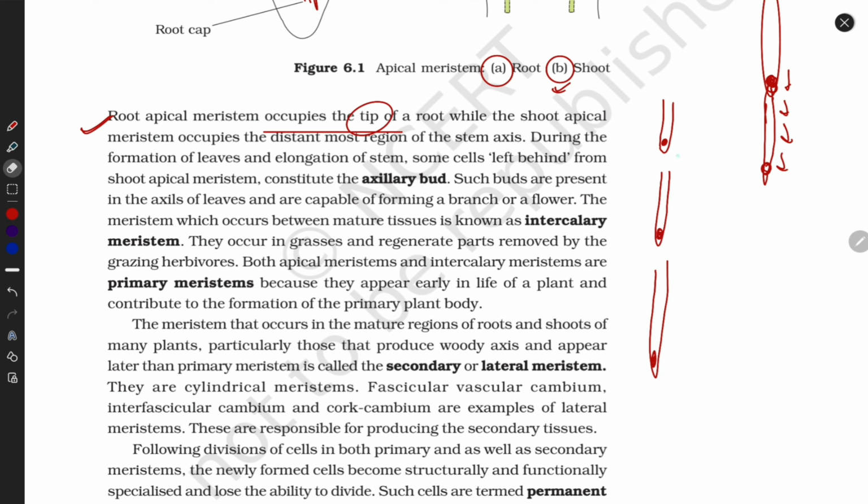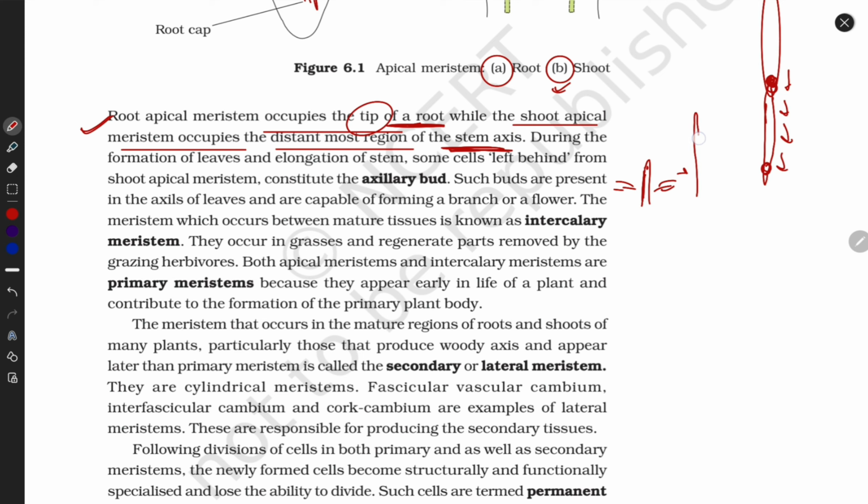They are present at the root tip part. While the shoot apical meristem occupies the distal-most region of the stem axis. They are present on the root and on the shoot. Assume this is the primary shoot. There is a branch and all. After some days, look at their height. So why do they grow in this axis? Because they have the shoot apical meristem.